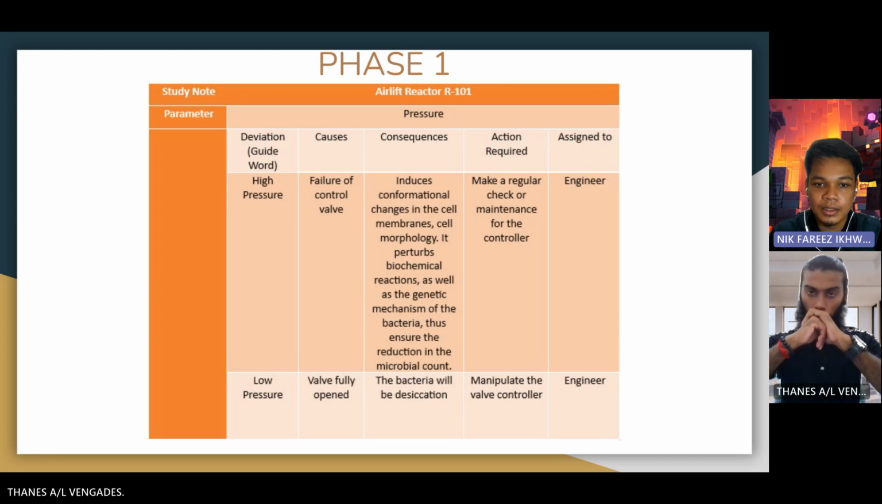So for the consequences, the failure of control valve can lead to induced conformational changes in the cell membrane and cell morphology. It perturbs biochemical reactions as well as the genetic mechanism of the bacteria, thus ensuring a reduction in the microbial count. So the action required is a regular check or maintenance for the controller, and it is assigned to the engineer. It goes the same for the low pressure, which has the causes, consequences, and action required. So that's all for me. Thank you.